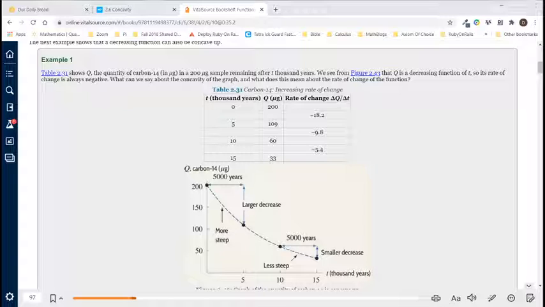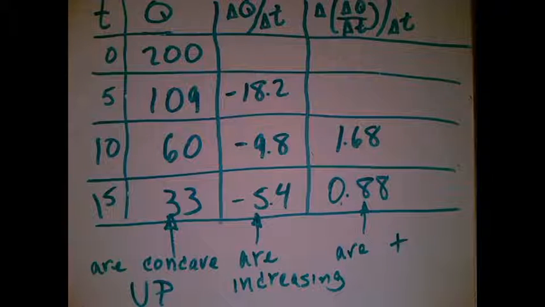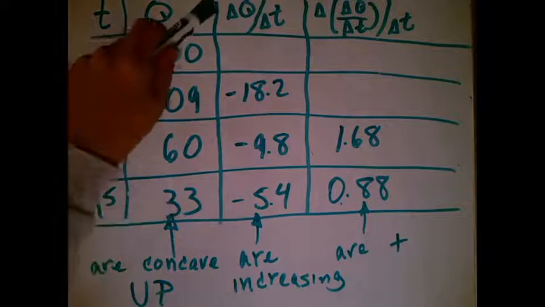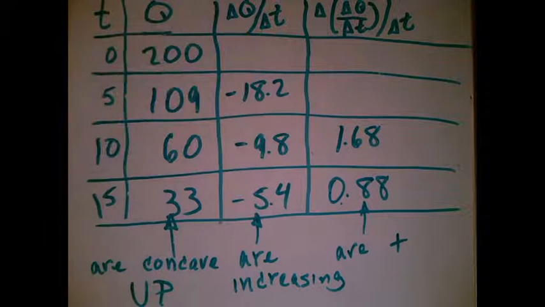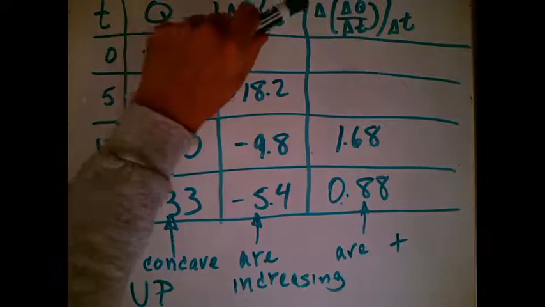So I'm going to go over to our little extra calculations. Now here's our little extra calculations. So you can see we have the original table of T's and Q's, and the delta Q over delta T is the average rates of change, and you can see they're all negative, so the function is going down. But the question is, is it concave up or concave down? And so I add an extra column right here.